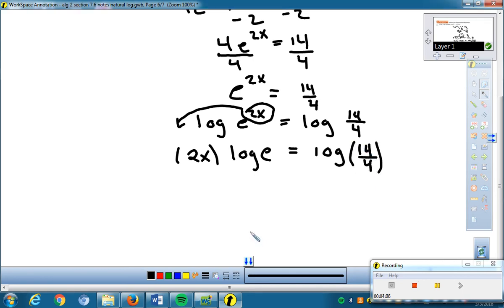Okay, what do I do? I'm trying to solve for x. Get x by itself. Move things away from 2x. Divide by log e. Log e is just a number. So we have 2x. On your calculator now, please. Find out what log of 14 over 4 divided by log e is. Keep your parentheses. Let's verify our answer.